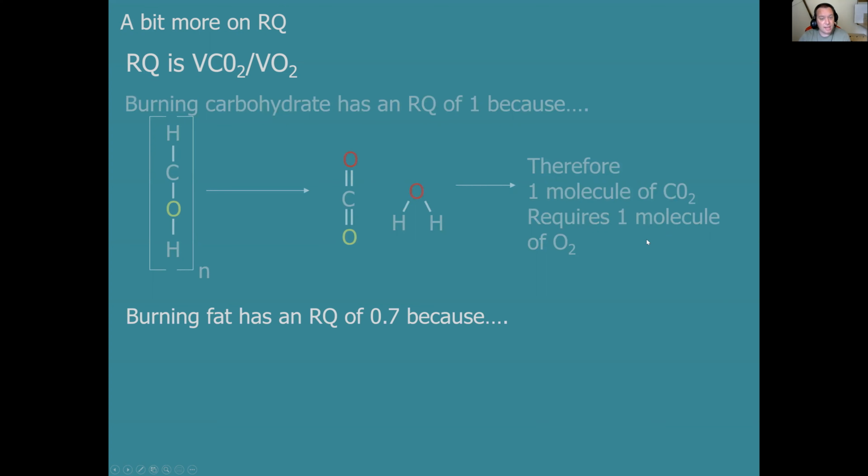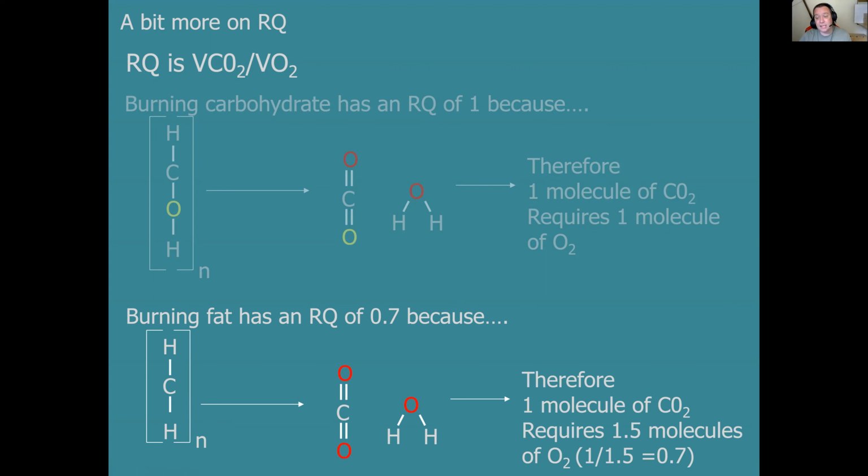Lipid, on the other hand, has an RQ of 0.7, because in order to fully oxidize a unit of lipid, which has a hydrogen and a carbon, we're going to need 1.5 molecules of molecular oxygen in order to get 1 molecule of CO2. So 1 divided by 1.5 comes out as about 0.7 in practice, because all of these fatty acids that we're burning have a carboxyl group on one end, and that has a bit of oxygen in it. So it's not quite the perfect mathematical 0.66.